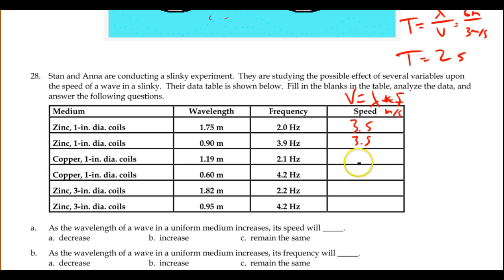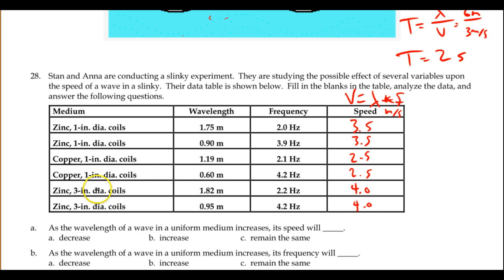1.19 times 2.1 is going to be 2.5. 0.6 times 4.2 is going to also be 2.5 to two significant figures. 1.82 times 2.2 is going to be 4. And 0.95 times 4.2 is going to be also 4 to two significant figures.